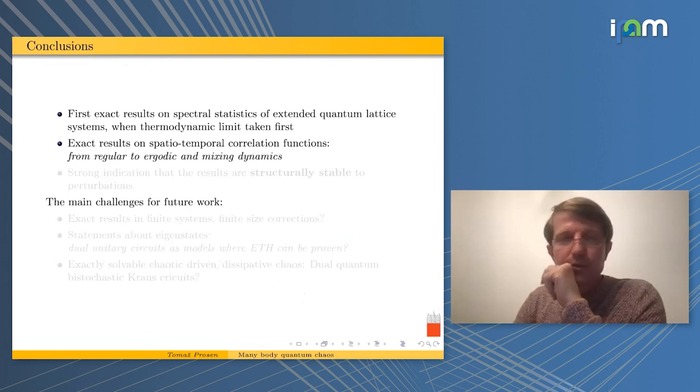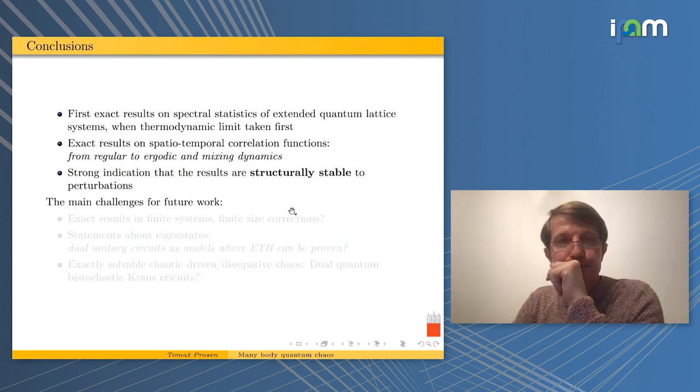So what I hope I convinced you of is that these are exciting results on extended quantum lattice systems, which are non-integrable, non-free, strongly interacting, in fact. The results are only possible because we take the thermodynamic limit first. Any statements where we require the time to infinity limit first, or scaled limits with T over L fixed, are beyond reach at the moment. But still, I think it's an interesting set of results. And the most exciting, as already said a couple of times, is structural stability. But of course, there are many challenges for future work.